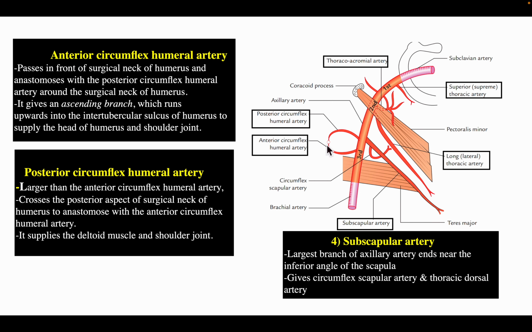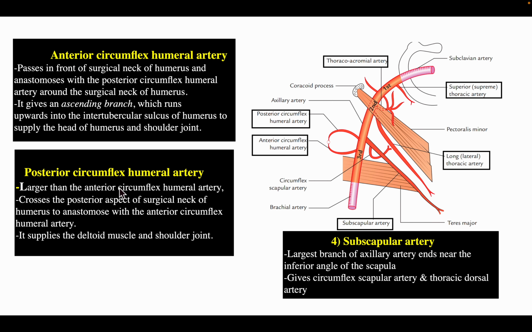Now we have the fifth artery that is known as anterior circumflex humeral artery, and the sixth one is known as the posterior circumflex humeral artery. You can see here in the diagram, this is known as the anterior circumflex humeral artery. So it passes in front of the surgical neck of the humerus and anastomoses with the posterior circumflex humeral artery, near the surgical neck of humerus. It gives a branch that is known as ascending branch of the anterior circumflex humeral artery, which runs through the intertubercular sulcus of the humerus and supplies the head of the humerus and the shoulder joint.